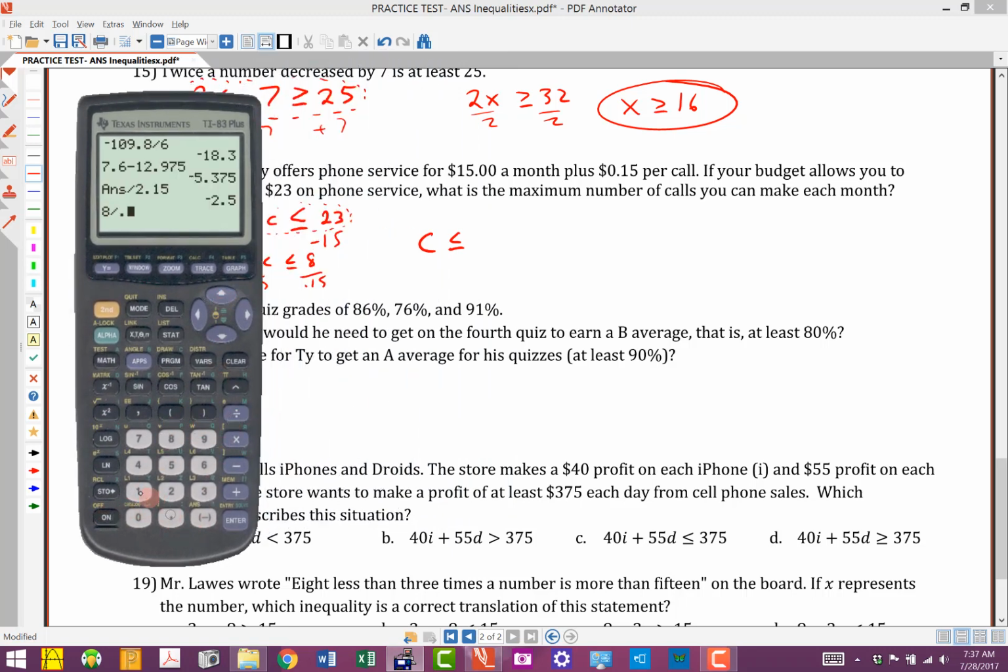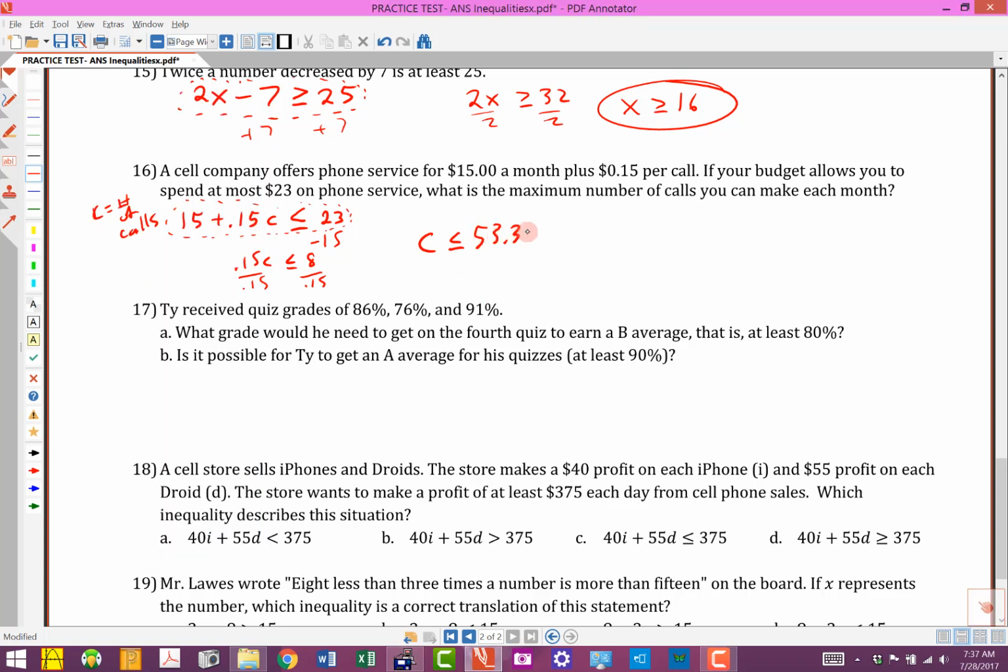8 divided by 0.15, 53.33 repeated. Now that's the answer to the inequality, but that's not the answer to the question, because the question says what's the maximum number of calls you can make. Well, we can't make a third of a phone call. We can't make 0.3 of a phone call. So what we do here is we would round that down. So we can make 53 calls, and we'll circle that and then we're done. We could even say a max of 53 calls. Max of 53 calls. That would be good there.